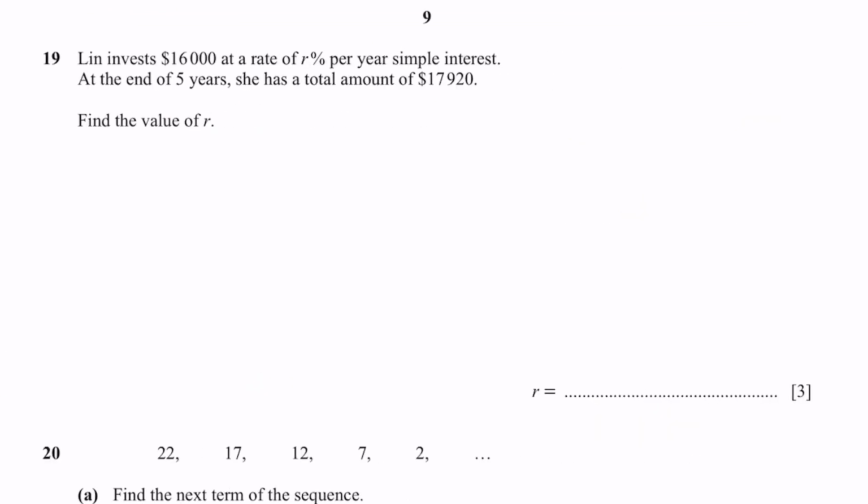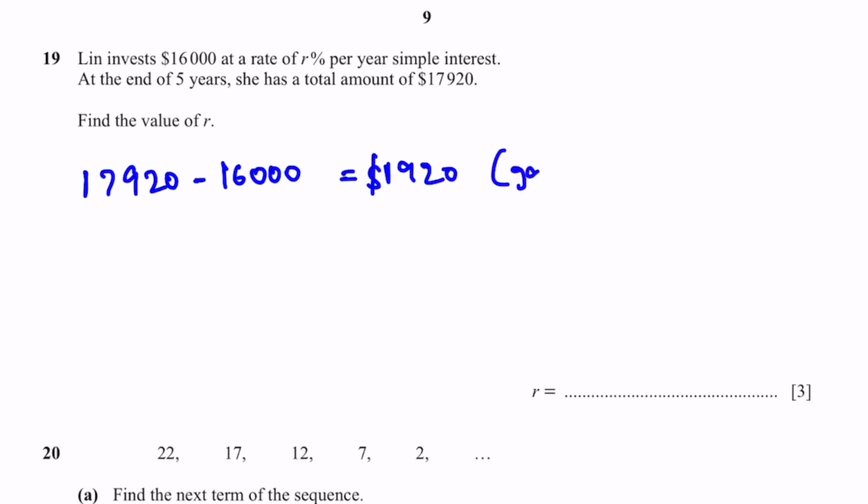Question 19. Lynn invests $16,000 at the rate of R% per year simple interest. At the end of 5 years, she has a total amount of $17,920. Find the value of R. So this is simple interest, which means Lynn gets the same amount 5 times in 5 years. So what's the amount she gains? 17,920 minus 16,000. That's equal to $1,920. That's the total gain.